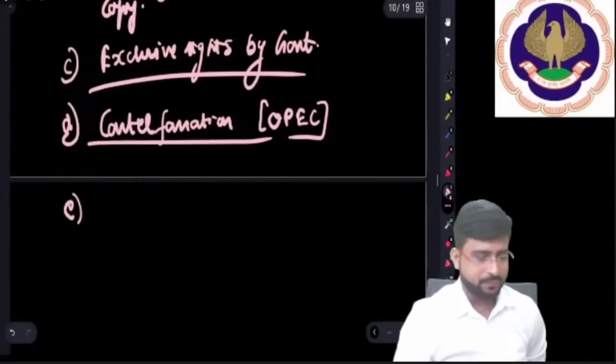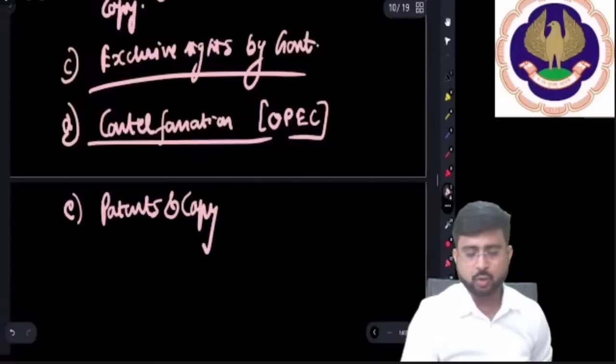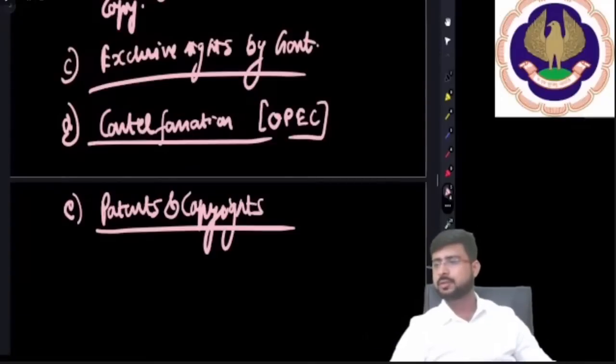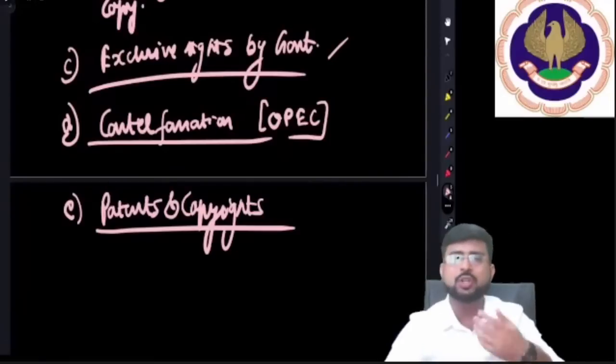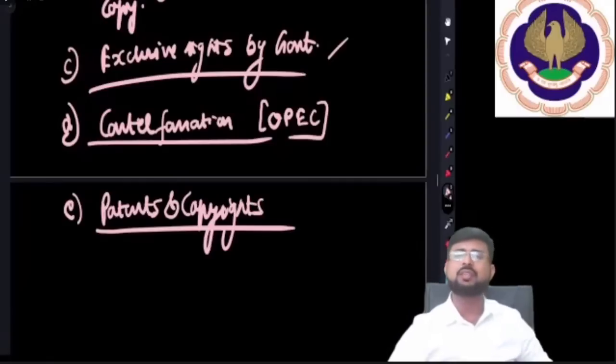Point E, you have taken some patents and copyrights, such that now nobody will be able to copy your product. Patents and copyrights are given by the government. Exclusive right by the government. It's like our own institute, the Institute of Chartered Accountants of India. Yes, they have been given exclusive rights by the government.